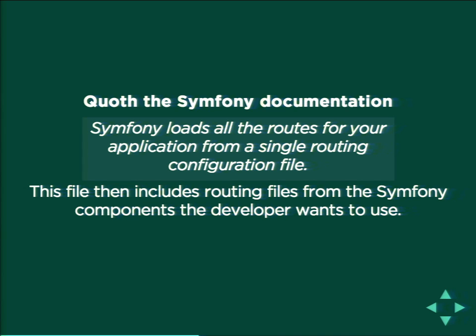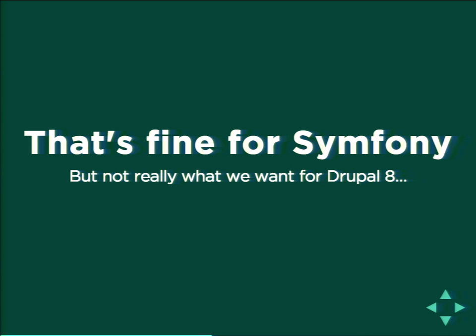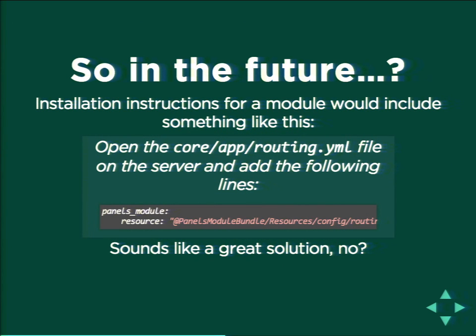As the Symfony documentation says, Symfony loads all routes for your application from a single routing configuration file. This file can contain includes, so you can say, I would like to add the panels route to my module or something like that. And that's fine for Symfony, but we wouldn't really want our Drupal 8 module to have to contain instructions like, go into the core folder and open the routing YAML files and insert these lines here. Because that's not really a nice, friendly experience when that user downloads a new module.